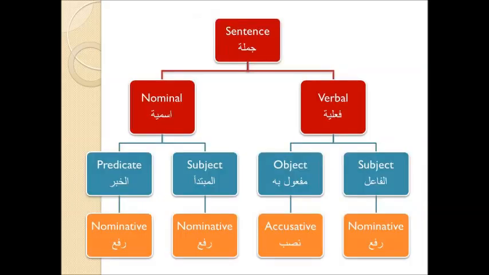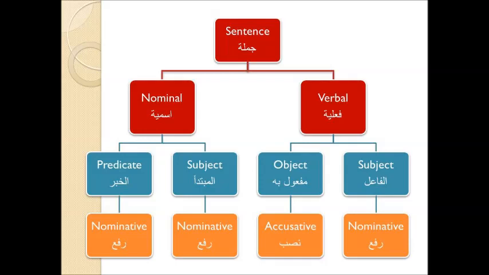We said there were two types of sentences, al-jumla fi'aliyya and jumla ismiyya. The jumla fi'aliyya is made up of two main parts. There can also be extra. The subject, al-fa'il, which is in the nominative, the state of rafa. The object, maf'ul bihi, which is in the state of nasab, the accusative.